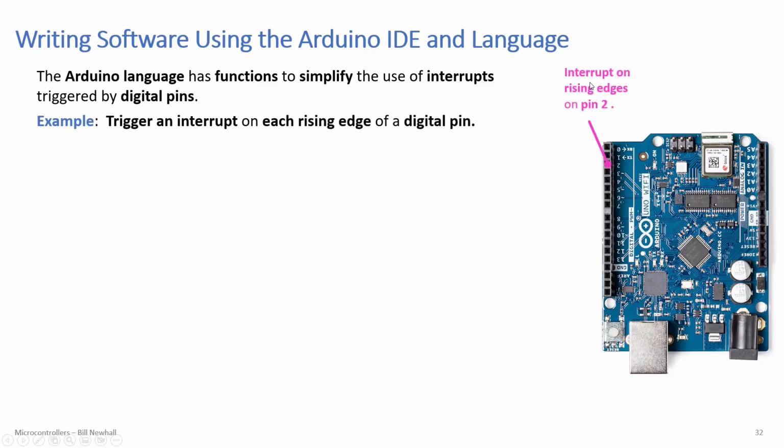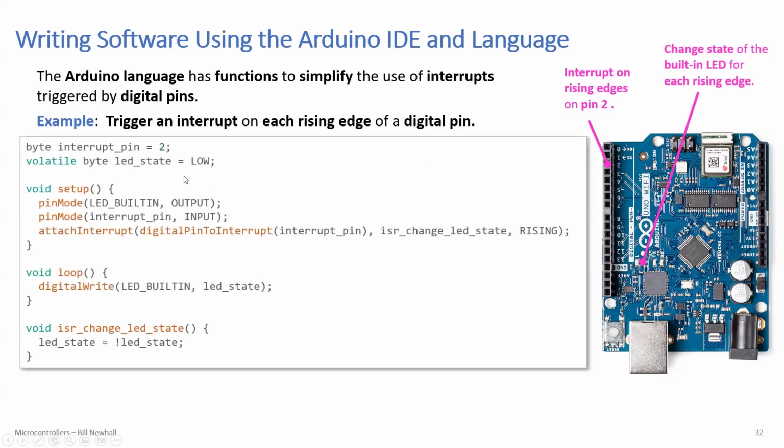Let's suppose that you're applying a digital signal to pin 2 here as an input, and you want to have something happen. You want to have this LED change state. If it's off, turn on. If it's on, turn off. You want that LED to change state on each rising edge of pin 2, just as an example. So here's example code that will do that.